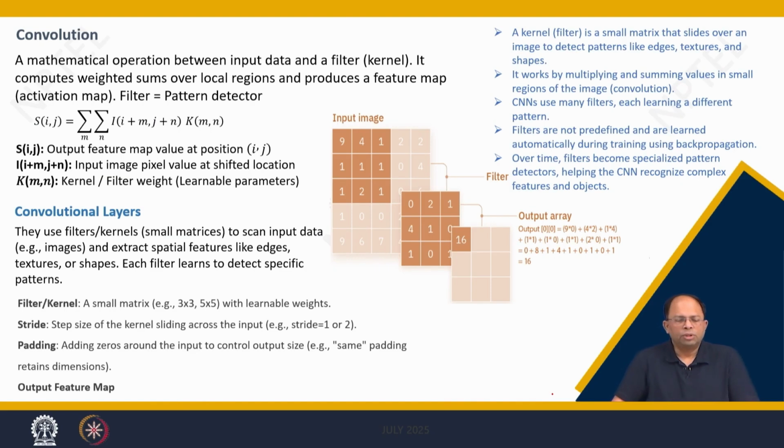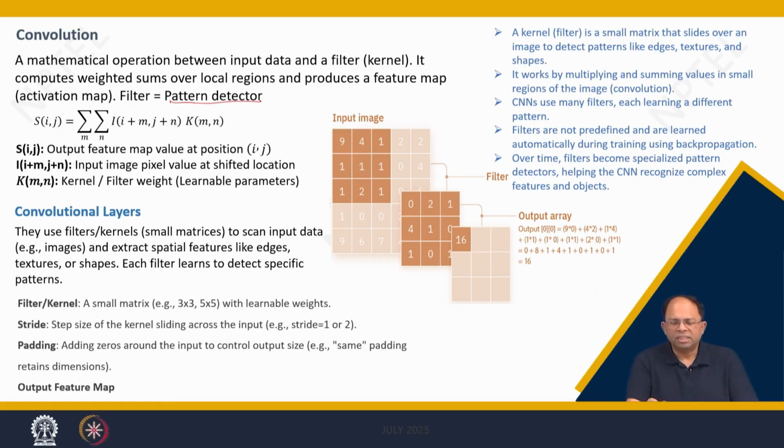Now what is convolution? To explain this in more detail, it's a mathematical operation between input data and a filter, which is otherwise known as the kernel. It computes weighted sums over local regions and produces a feature map, which is otherwise known as the activation map, and this filter is nothing but a pattern detector.